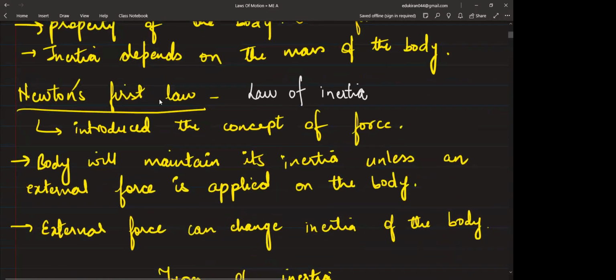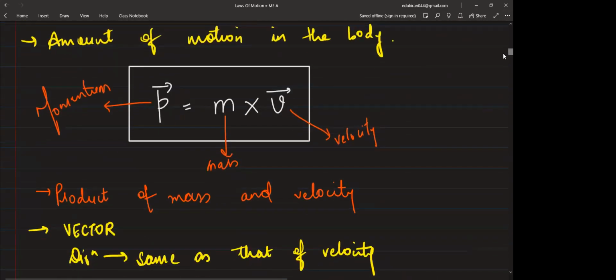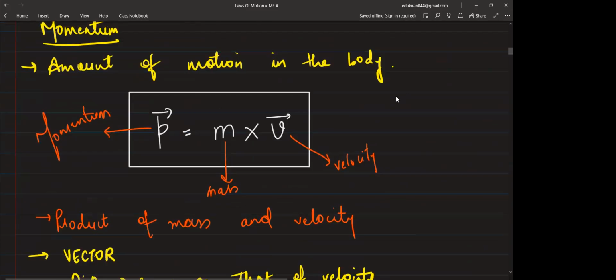Now, in Newton's first law, we have discussed that the body will maintain its inertia unless an external force is applied. Now we have to focus on this external force. What exactly is this external force depending upon? Before that, we have a concept of momentum. Momentum means the amount of motion in a body. Suppose you are running out from a moving bus, so you tend to move a bit. Why? Because there is excess motion left in your body. That amount of motion in the body is known as momentum.